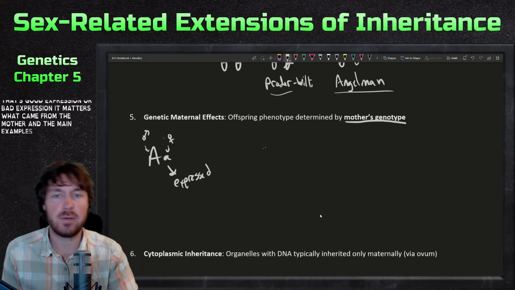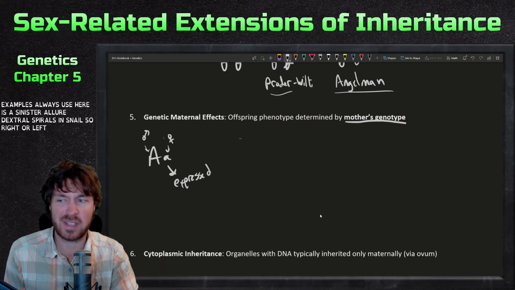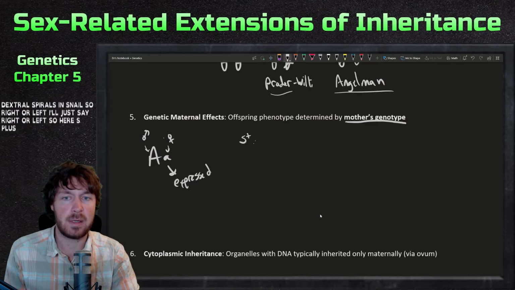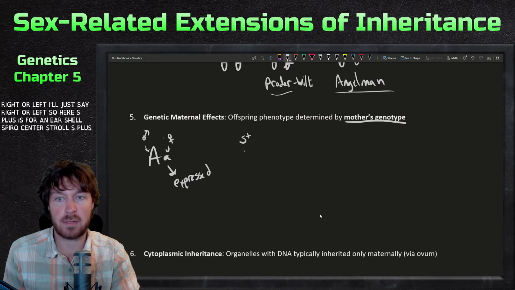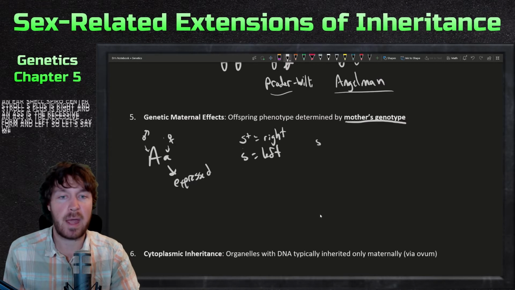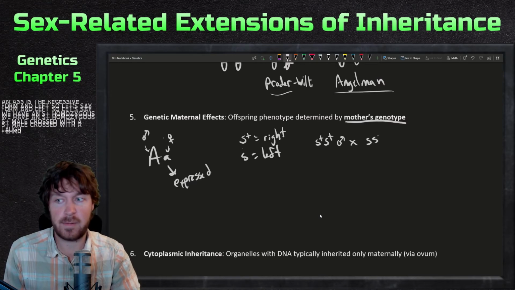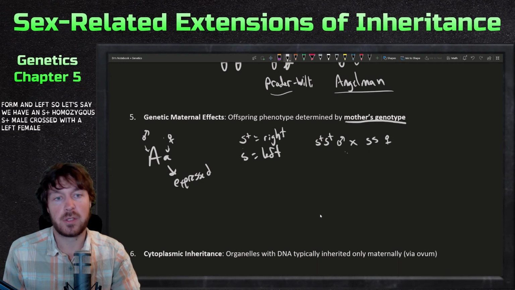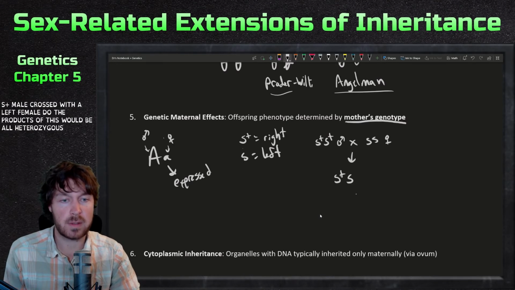And the main example that's always used here is sinistral or dextral spirals in snails. So right or left. I'll just say right or left. So here, S plus is for shell spiral or sinistral. S plus is right. And an S is the recessive form and left. So let's say we have a homozygous S plus male crossed with a left female. So the products of this would be all heterozygous, of course.